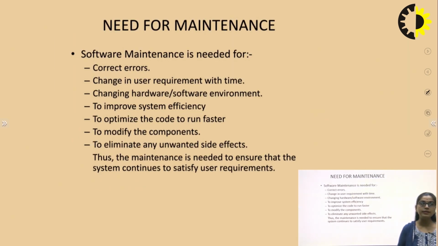Now, basically, what is the need of maintenance? As we discussed earlier, many kinds of errors are there. The user requirements are not fixed; they are variable and change from time to time. So we keep collecting them, along with changes of hardware and software environment, to improve system efficiency, optimize the code to run faster, and modify components. Many more points lead to the need for the maintenance part.